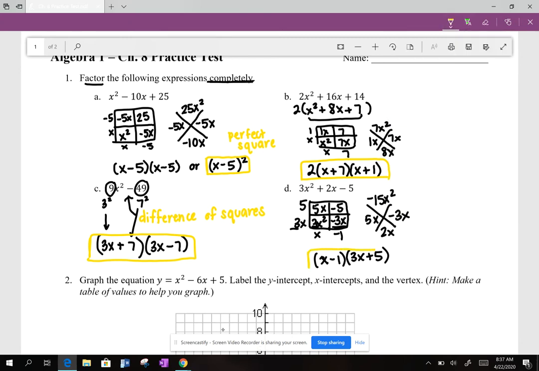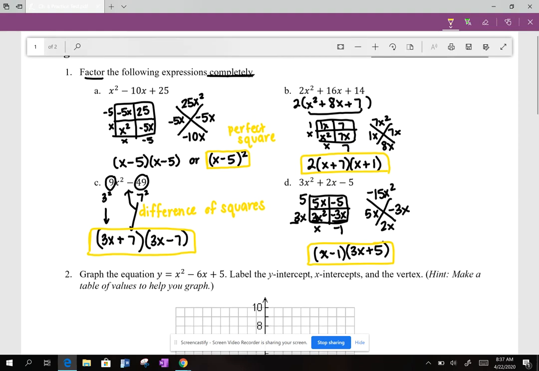Okay, that is our answer for part D. So we're all done with the first problem. Okay.